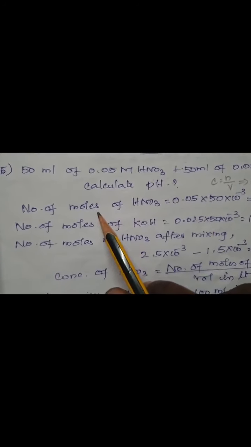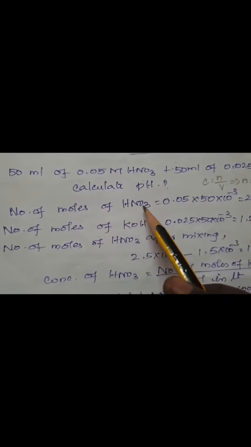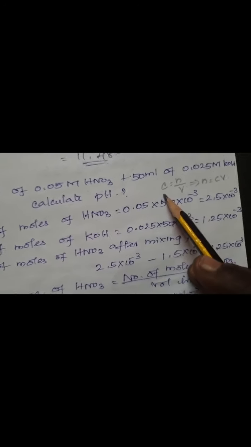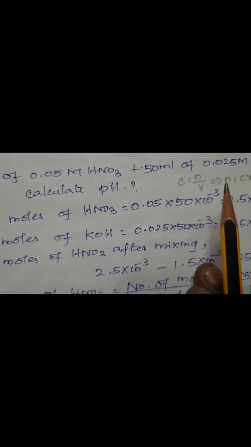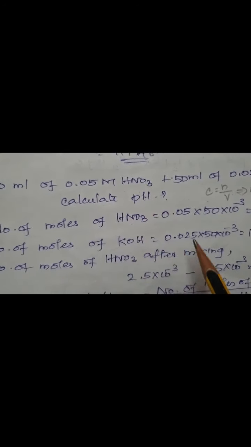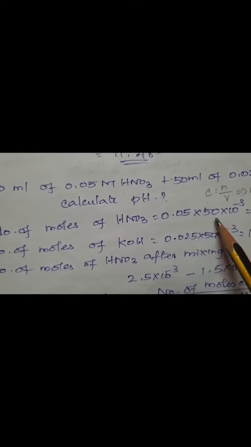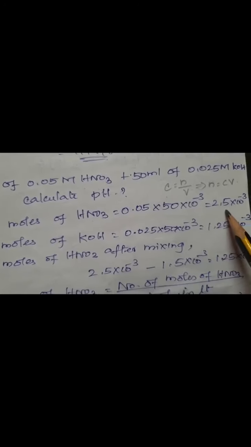Okay, so first you have to calculate the number of moles of HNO3 and potassium hydroxide. Number of moles of HNO3 can be calculated by using the formula concentration is equal to number of moles by volume. So number of moles can be calculated by C into V. Already know this relation. So number of moles of HNO3 is equal to, what is the concentration given? 0.05 into volume 50. Milliliters converted to liter means 10 power minus 3 is added. So this is having the value 2.5 into 10 power minus 3.